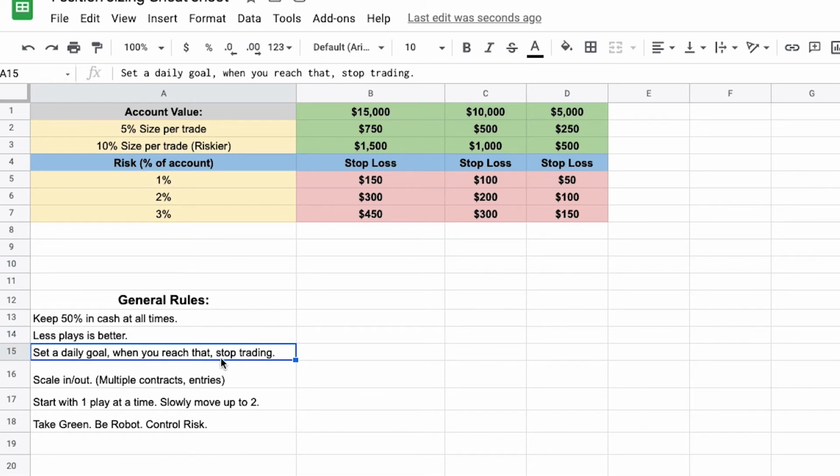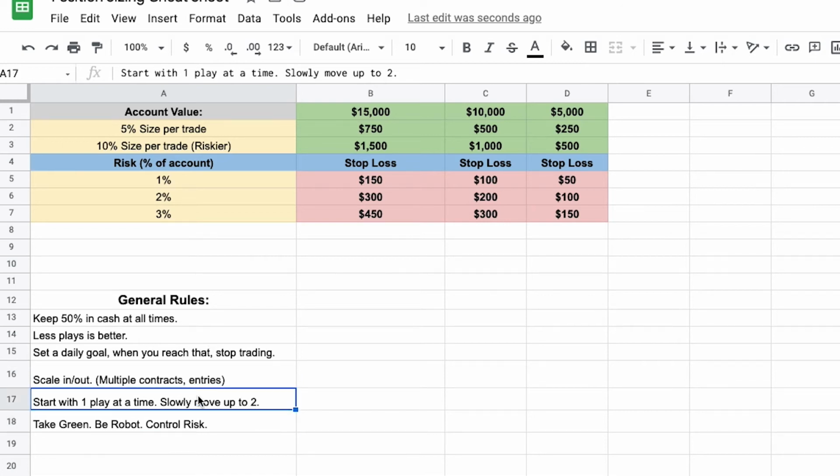I think a daily goal is important. I have to reteach myself these rules every day, but the daily goal is really important, and I'll show you why here in a second. Scaling in and out, where once you size up your account some and you can afford multiple contracts, you want to take some off at 30% win, take some off at 50% win, that sort of thing. We get into that in a different entries and exits video.